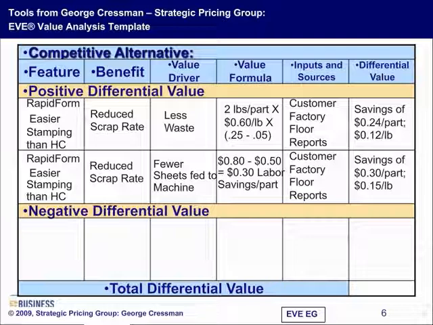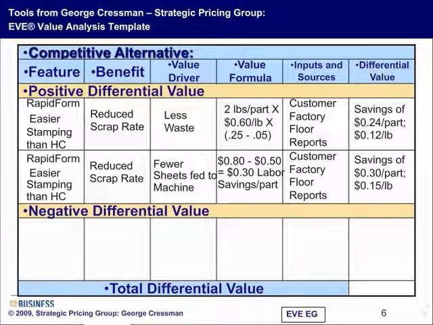Rapid form was easier stamping, with a reduced scrap rate. The value driver was reduced waste. So at 2 pounds a part, times 60 cents a pound for the incumbent, high carbon steel, times the reduction in scrap rate. And this came from, and this is important, at this point we plugged in the numbers because we had customer factory floor reports. Often if you don't have information like that, working with the economic value analysis template, you can work with your customers to get the information you need to compute the value.